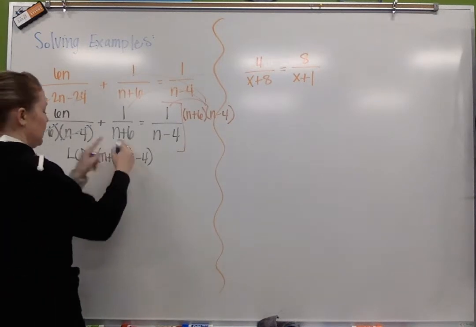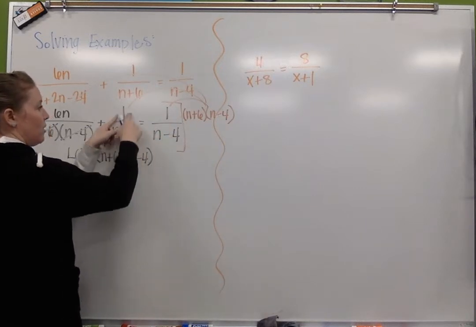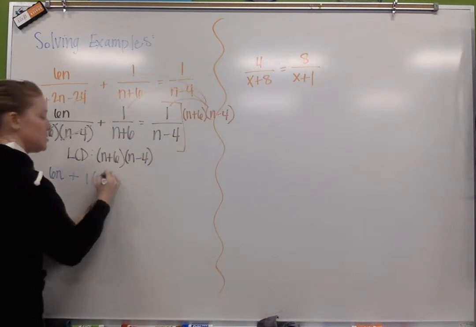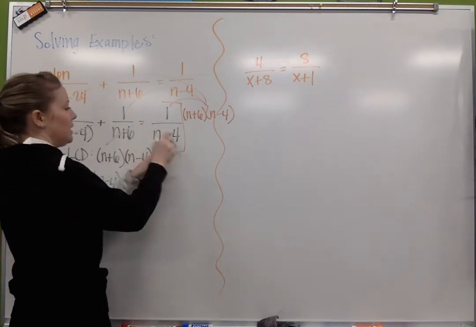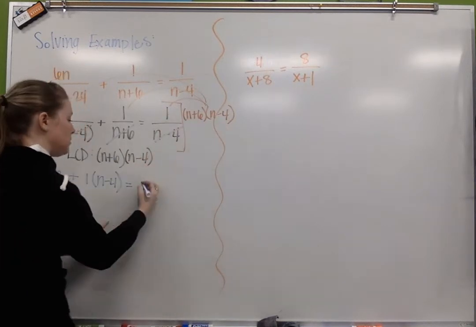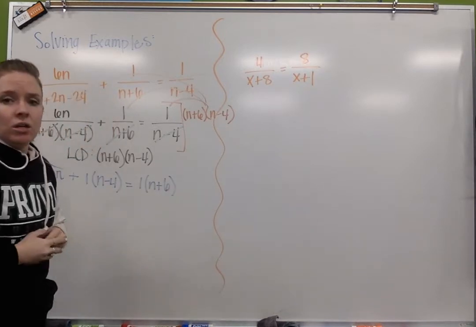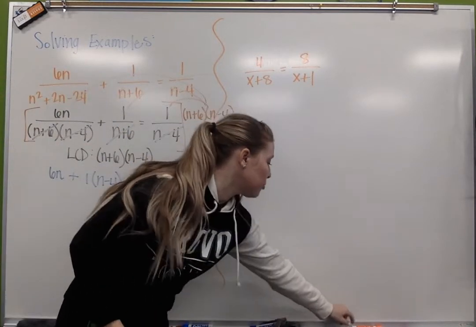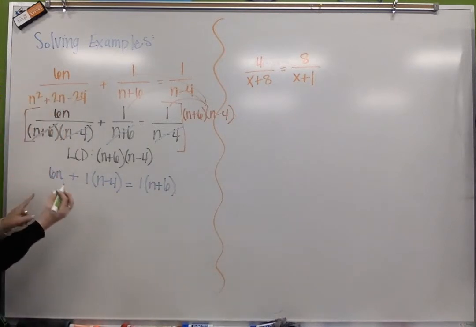Here, plus, my n plus 6's are going to reduce out, and I'm left with 1 times n minus 4, equals. Here, my n minus 4's are going to reduce out, leaving me with 1 times n plus 6. So now my problems have been multiplied together. I'm ready to simplify and solve.